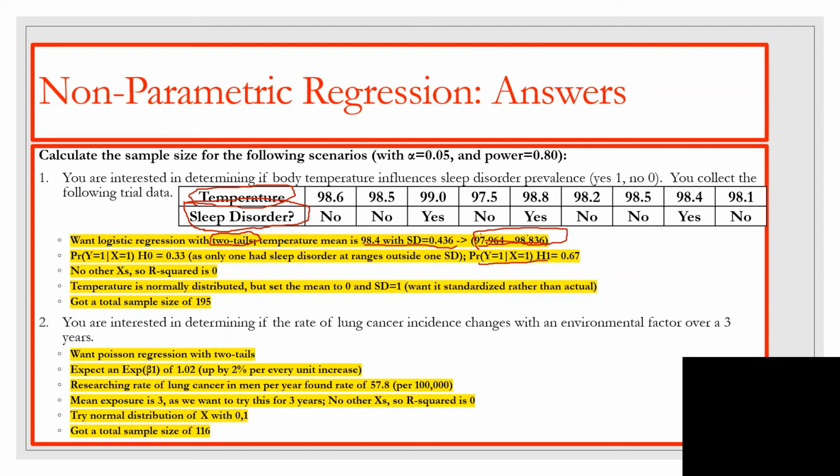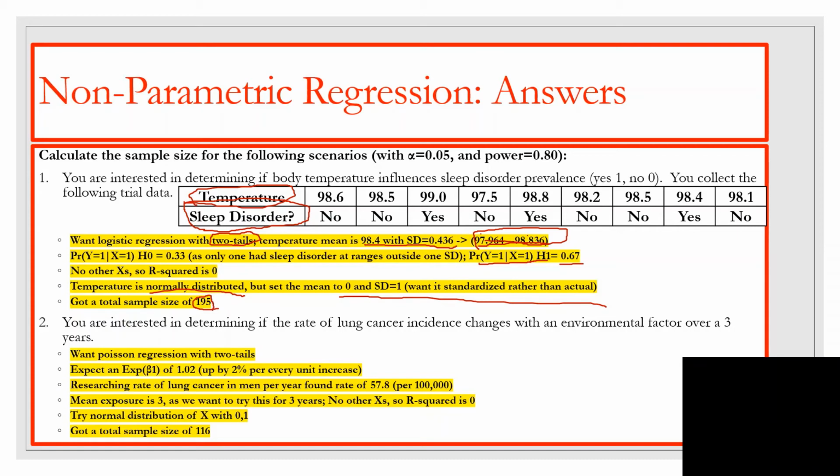That makes the other probability 0.67. Since we have no other covariates, r squared is 0. Temperature should be normally distributed, so I standardized it to get a total sample size of 195.